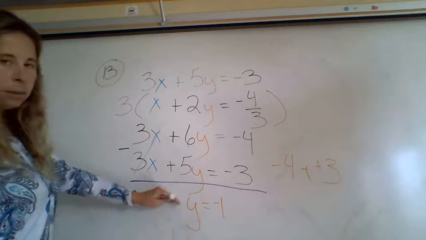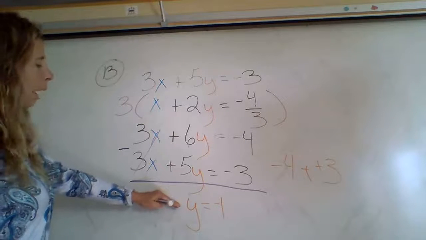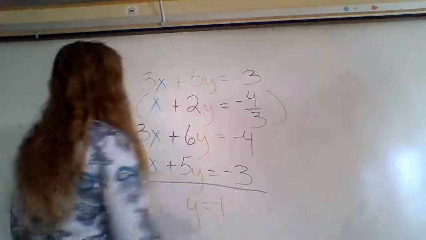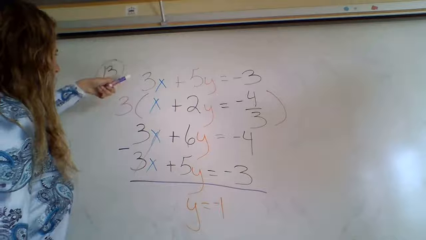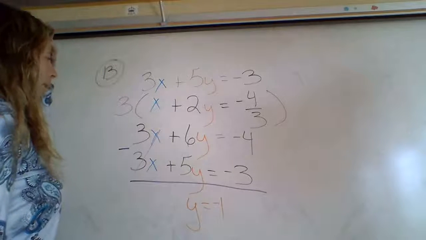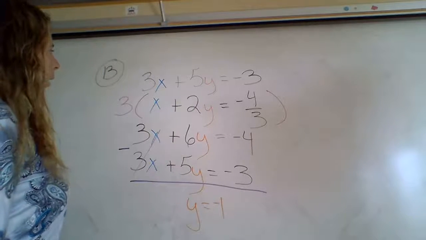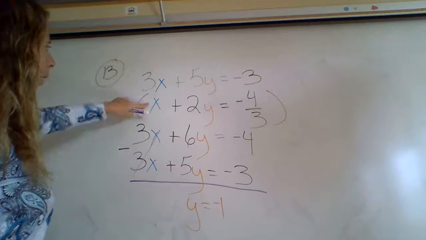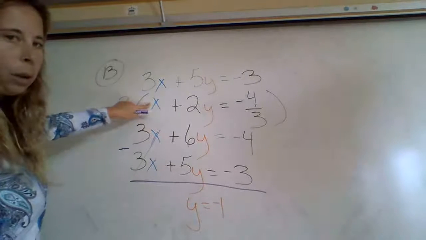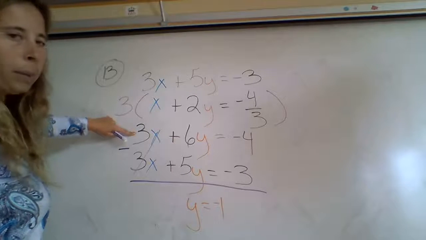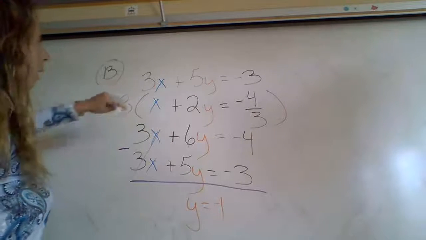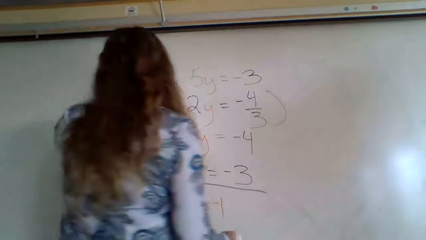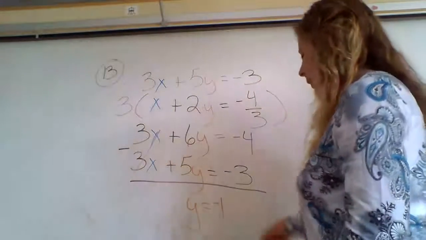So then you did the hard part. Now you're just going to substitute negative 1 in for y. So you can pick one of your equations. Doesn't matter which one you pick. I'm going to do this one. You can do this one, the original, or you can do the one where you multiply everything by 3. So many options. I would recommend doing one of your original ones, just because. So let's do this guy.